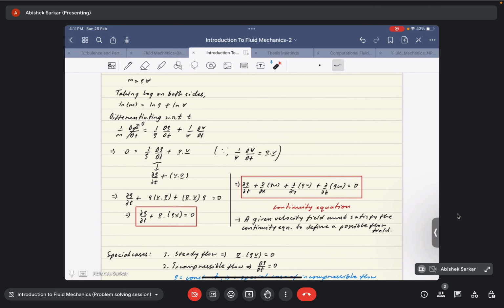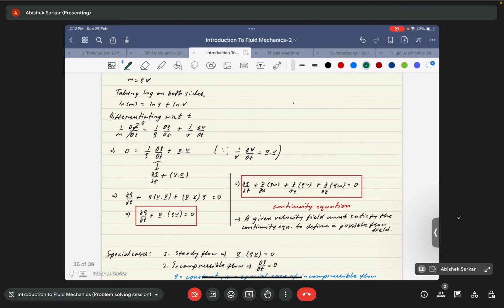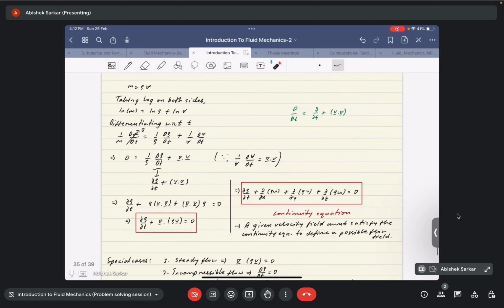Not to get confused, this is not the complete derivative operator. The complete derivative operator is given by dou by dou t plus v dot del. This is an operator, not an equation or something. It is an expression for the operator, and these two are not the same. You'll get to see how.